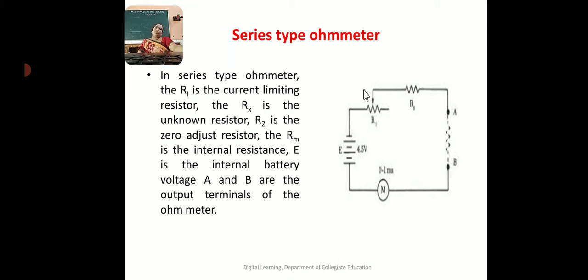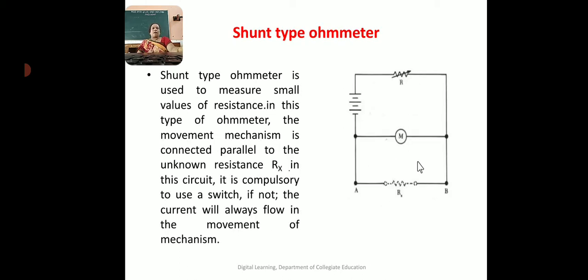If the A and B terminals are open circuited, no current will flow through the circuit. Then the needle will not move. The zero current reading on the scale will be marked as infinite to indicate infinite resistance. So this is about the series type ohmmeter.